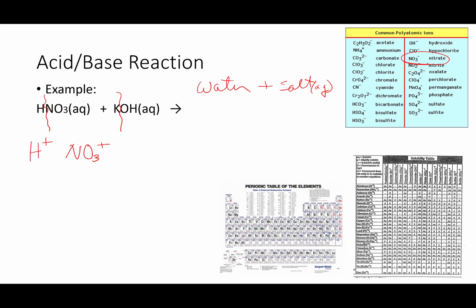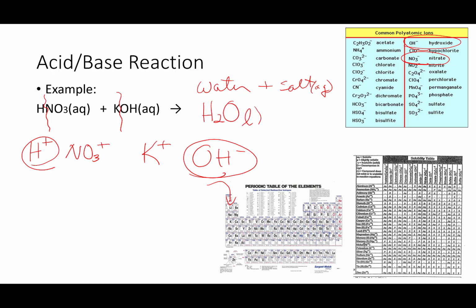Here's my potassium, K. How do I know that's potassium's ion? Well, potassium is a group 1. Group 1, most common ion, is +1. OH, hydroxide. Hydroxides are OH -1. And the OH -1 and the H+ are going to combine to give me 2 H's and an O. That's water, and that typically is going to be liquid at room temperature. And what's left over? Well, you'll write the positive one first, the negative ion next. Whoops, that was supposed to be a negative NO3, my boo-boo.